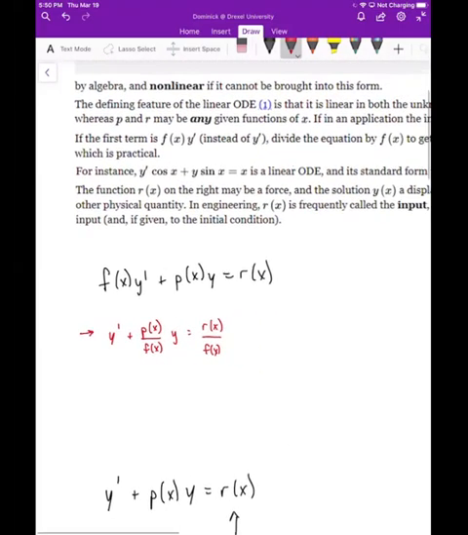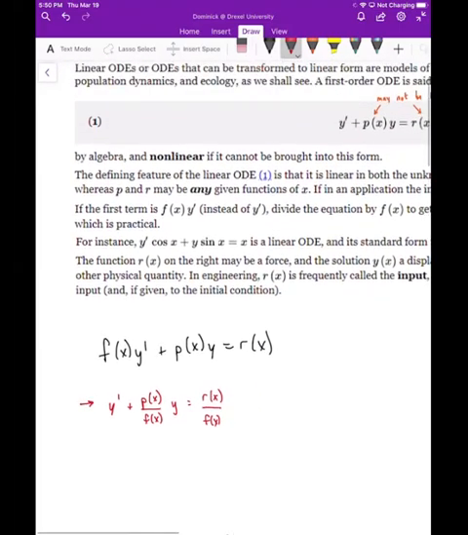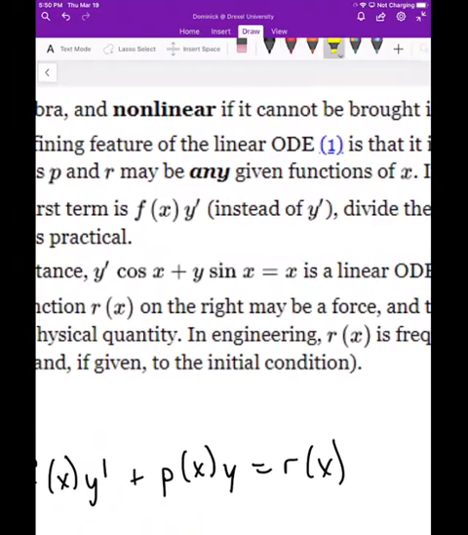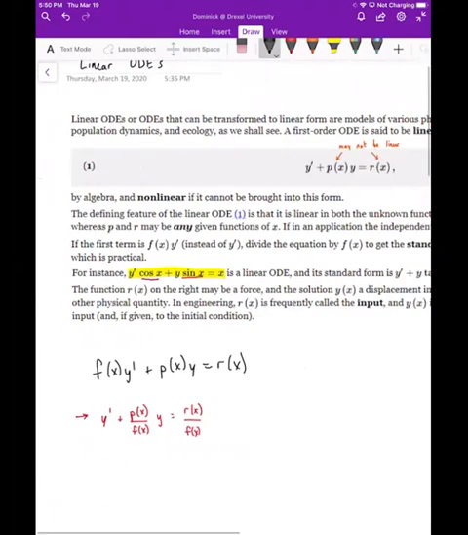So just as a quick example, you see this equation here. We have y prime times cosine of x plus y times sine of x is equal to x, which is linear. And again, note that the cosine and the sine terms are nonlinear functions, but that's irrelevant because they're in terms of x, and we are only concerned with the linearity in terms of y and y prime. So this will be a linear ODE.